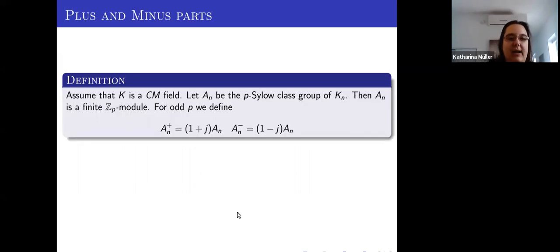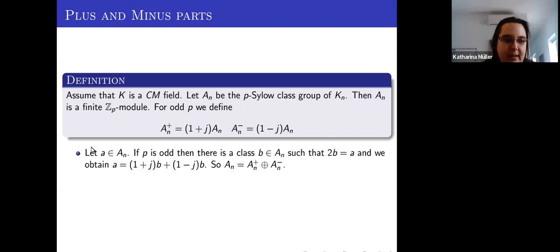So now we can define plus and minus part. For the rest of this talk, every field K will be a CM field. I denote by A_n the p-class group of K_n. Then A_n is a finite Z_p-module. It's not only finitely generated, but it's also finite. And for odd p, I define A_n plus to be (1 plus j) times A_n, and A_n minus as (1 minus j) times A_n.